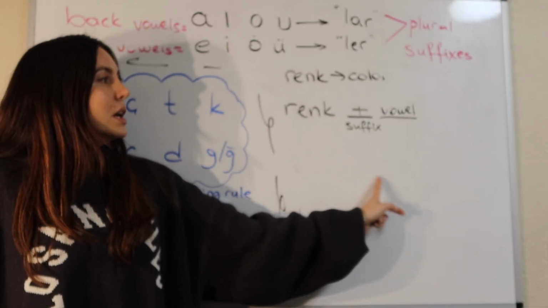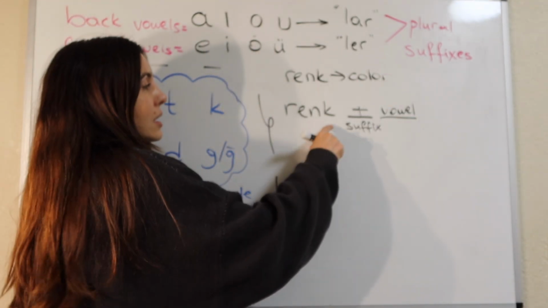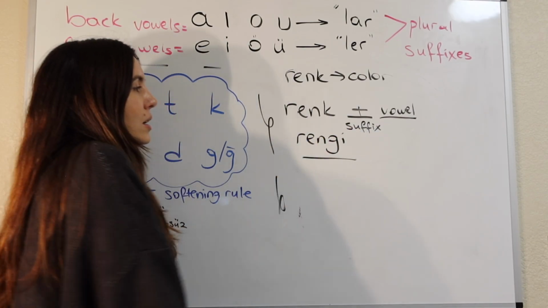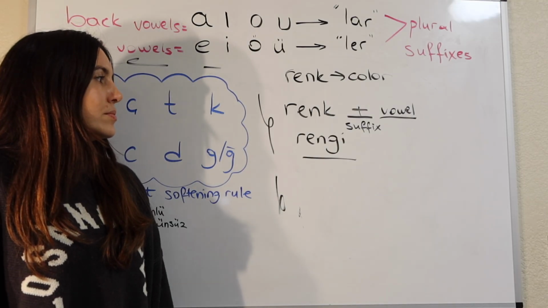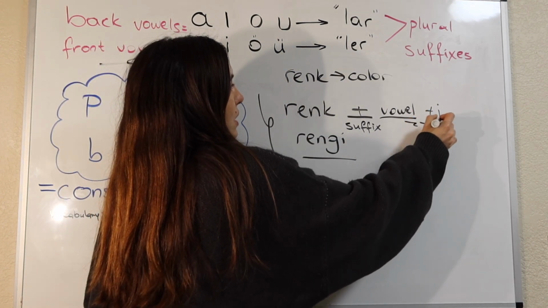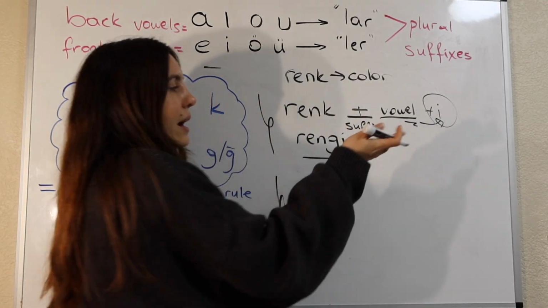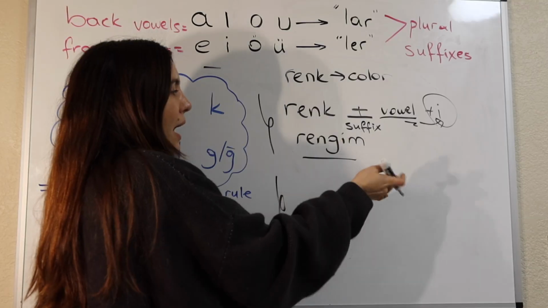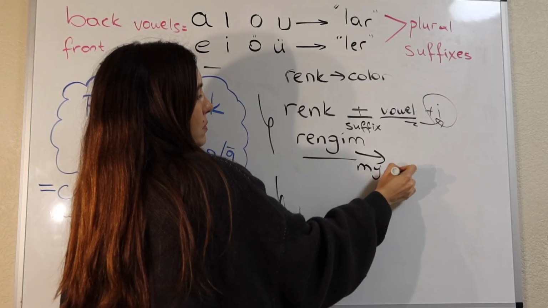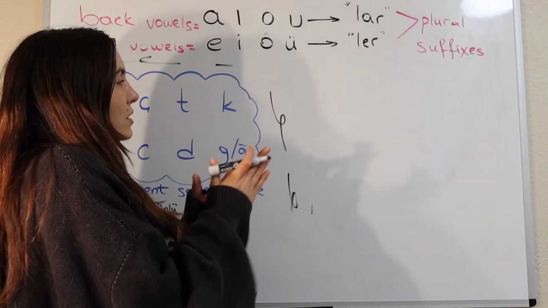But if it gets a vowel first in the suffix, then it's going to soften, and it's going to become rengi. Okay, we added the I vowel here. Or you can say rengim. You can keep going. I mean, you can add the necessary suffixes that mean something. This means my color. Okay, that's what happens. Let me give another example.